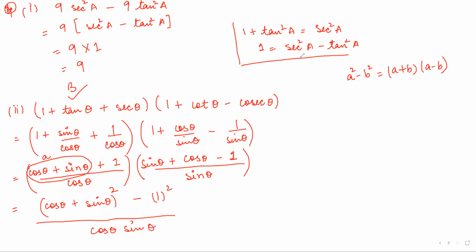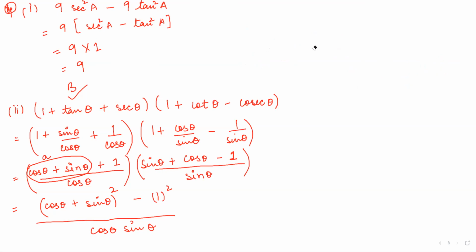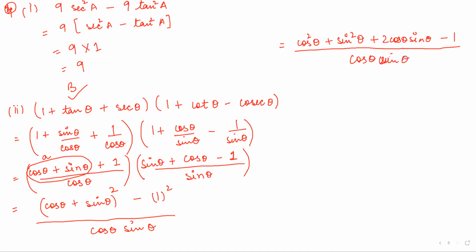Right. See, in trigonometry, you have to be very step by step, very careful with the calculations. And sometimes it's a lengthy one. Okay, now, so this is (a plus b) whole square. So we do it a square plus b square plus 2ab. That means cos square theta plus sine square theta plus 2 into cos theta into sine theta, right? And then minus 1 and divided by cos theta sine theta, right?